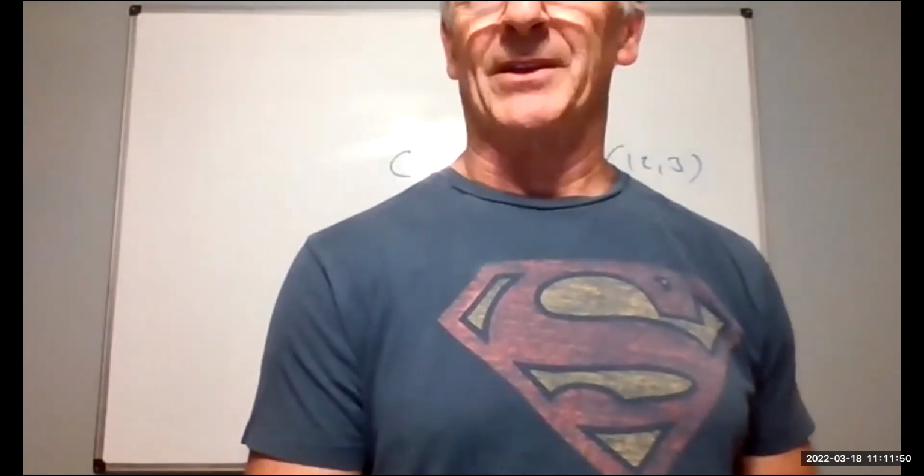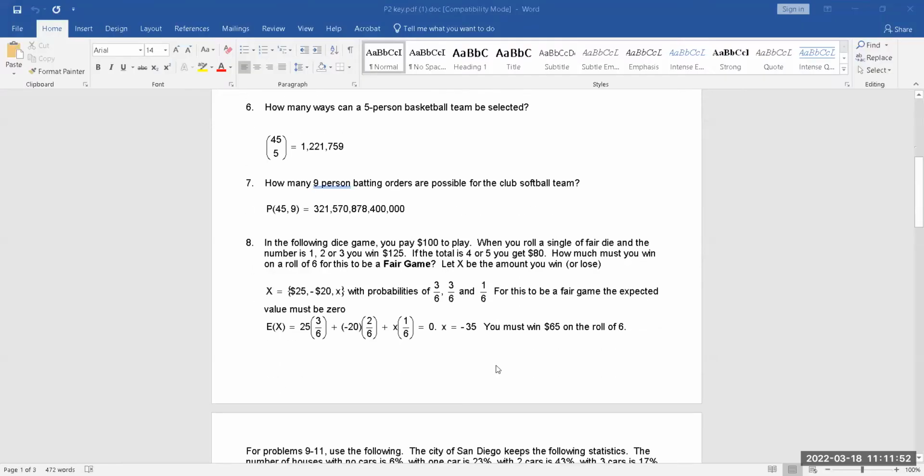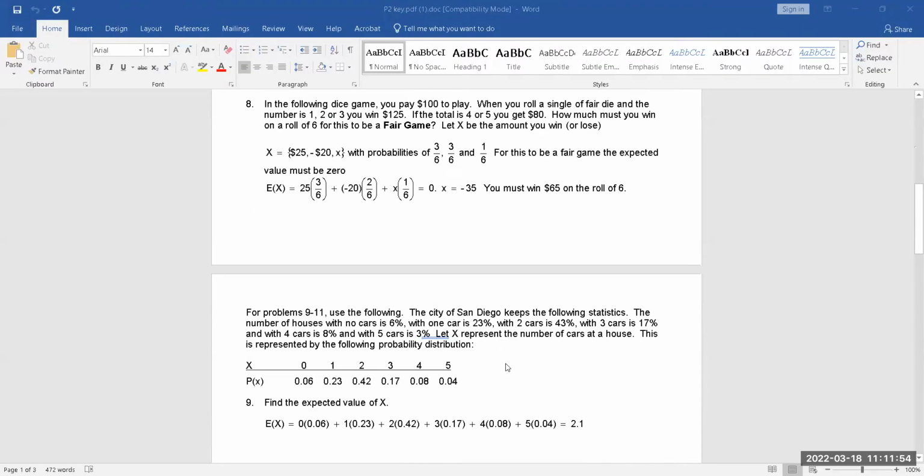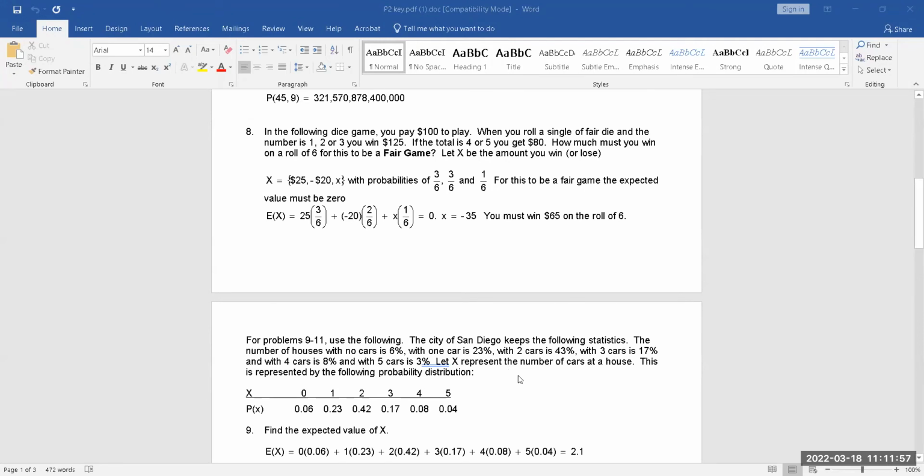That's kind of silly at this point. Now, we've talked about fair games all over the place. We did it with lotteries. This is the easy one. This is just rolling a simple die.